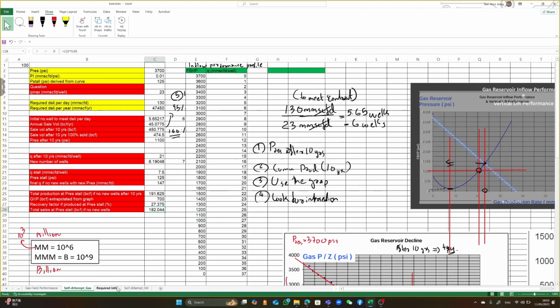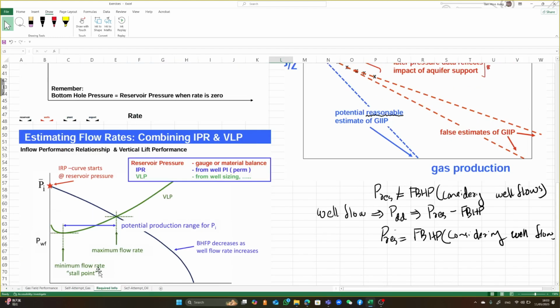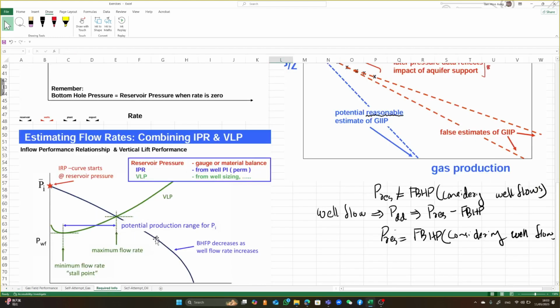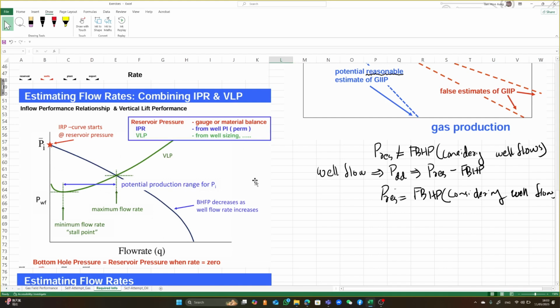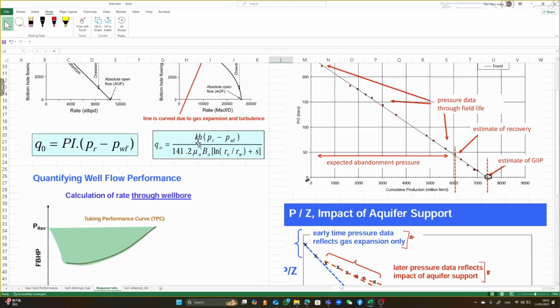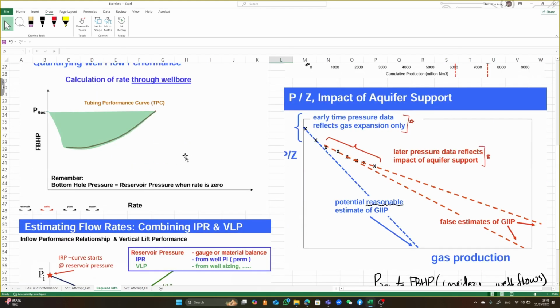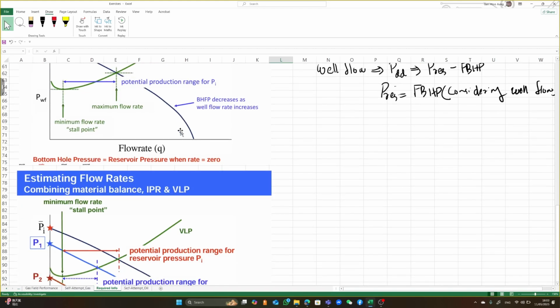But as I said, how can we improve the production? What we need to know is that this inflow performance curve, this blue line or this black line over here, is something that we cannot change, because we have the constraints of permeability, viscosity, and formation volume factor. These are originally the reservoir properties. But what we can change is the vertical lift performance, using the tubing size. So this is what I was trying to say.